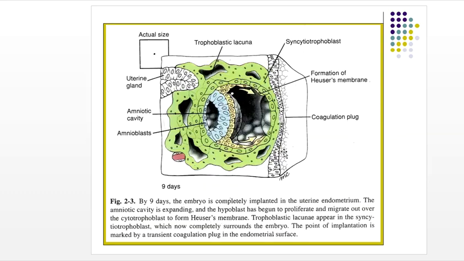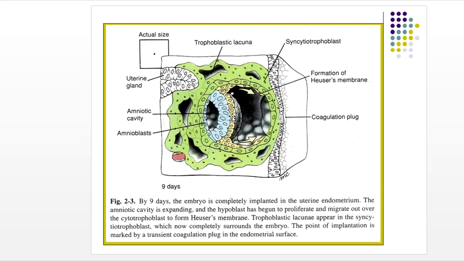In the next day, by the 9th day, you can see that the embryo is completely coming into the endometrial stroma, and the site of implantation is closed by a tissue that is secreted by the syncytium. The name of this barrier forming here is a fibrin coagulum. This is a temporary tissue.